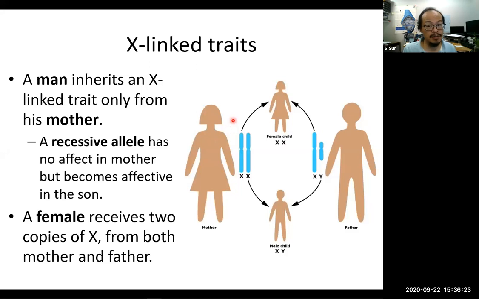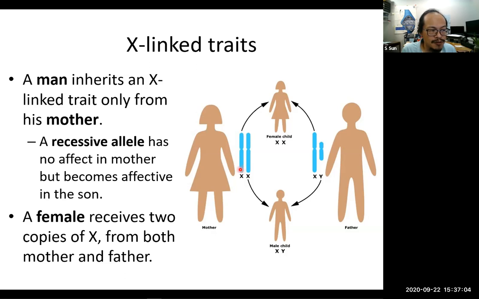A female will not know that she carries that mutation. However, the son will be different. The son carries an X from the mother only, and a Y from the father. So this X becomes very critical. If this is the healthy X from the mother, then the son will be okay. But if the mother carries a disease X, lacking the enzyme, for example, she will not express any illness because she still carries a healthy X to compensate.